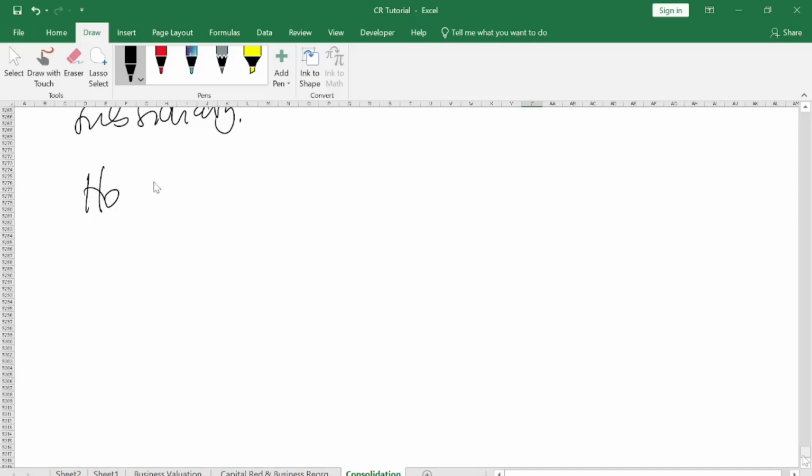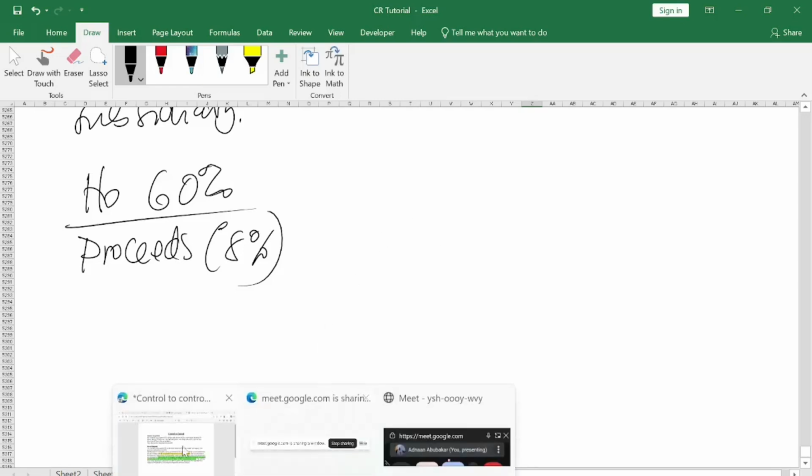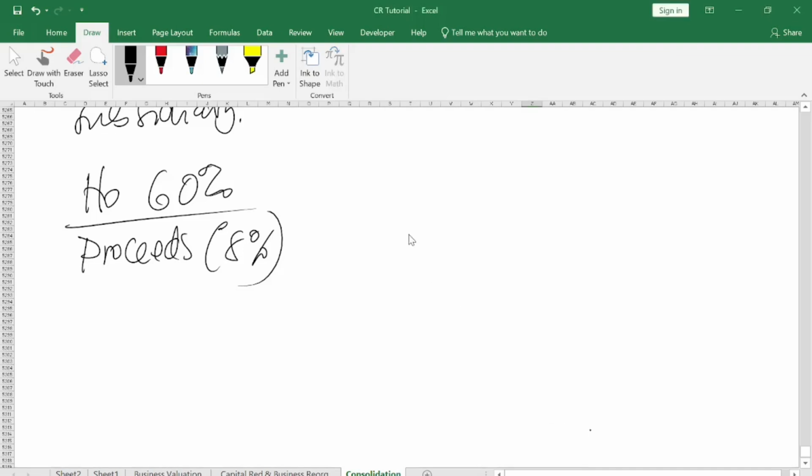Who is the parent? It has a 60% stake in Sunyani, is that not the case? How much equity did they sell? They sold 8% of their equity in Sunyani. You understand? How much did they get? For the 8% they sold, they got 9 million. So let's represent it as 9,000. This is how much they sold it for.